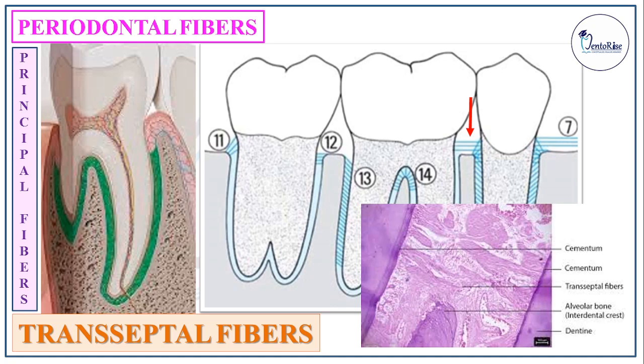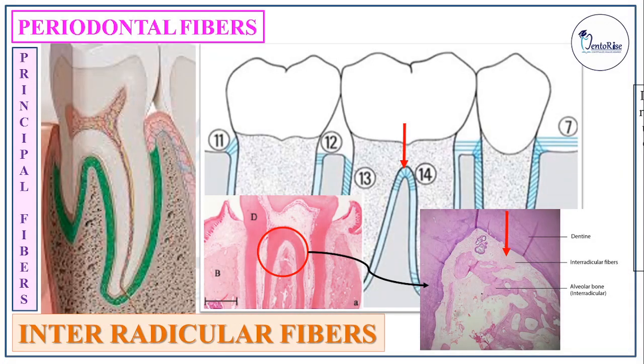Please observe the figures. Talking about interradicular fibers, as the name suggests, they are present in the furcation area. They fan out from the cementum of the tooth in the furcation areas of multi-rooted teeth. The function of these fibers is to resist tipping of the tooth, forces of luxation and rotation. Please observe the figure.